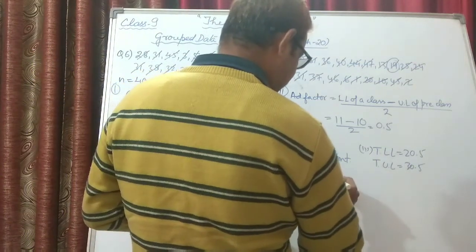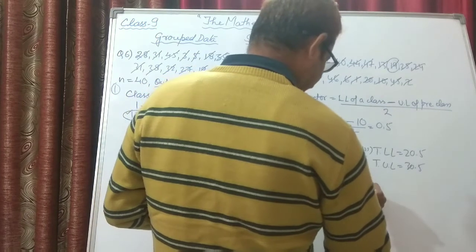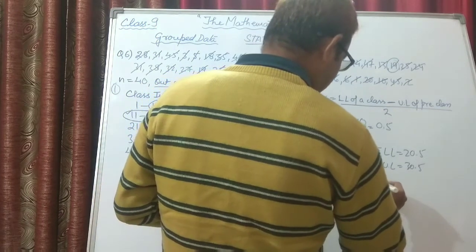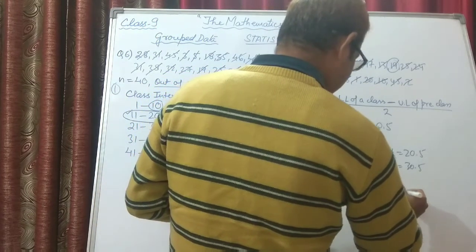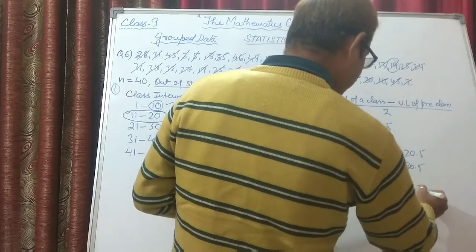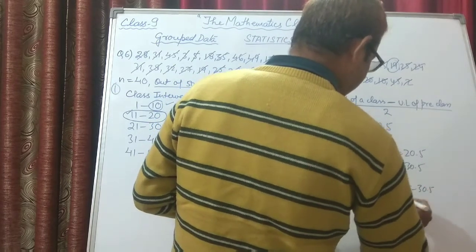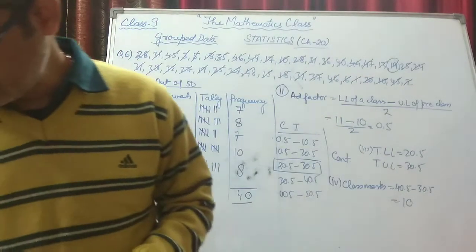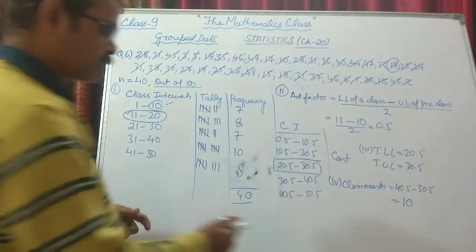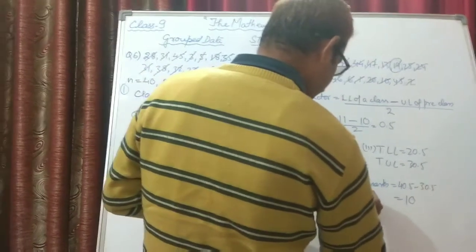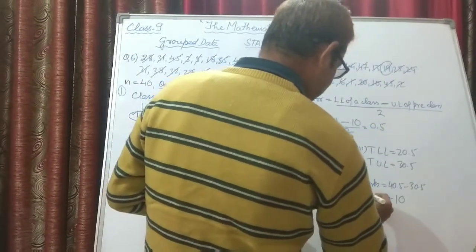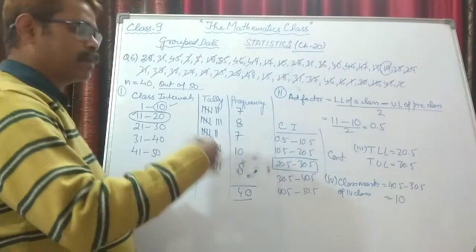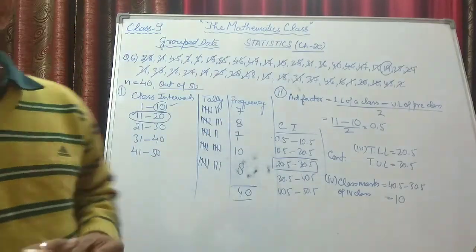Now the fourth part, they say class marks, we have to find out. So that will be 40.5 minus 30.5. That comes out to be 10 units. So 10 is the class size of the fourth class, that is upper limit minus lower limit, that is 10.